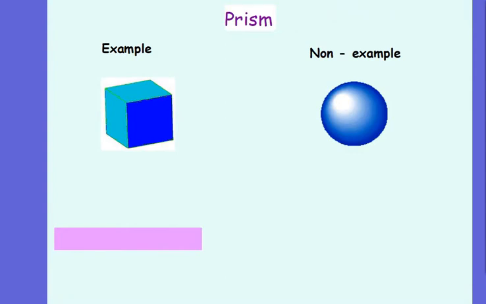Right, let's talk about prisms. I've given you an example of a prism and a non-example of a prism. What do you reckon a prism's got to have in order to be a prism? What's the difference between these two examples? Pause the video, have a little think.